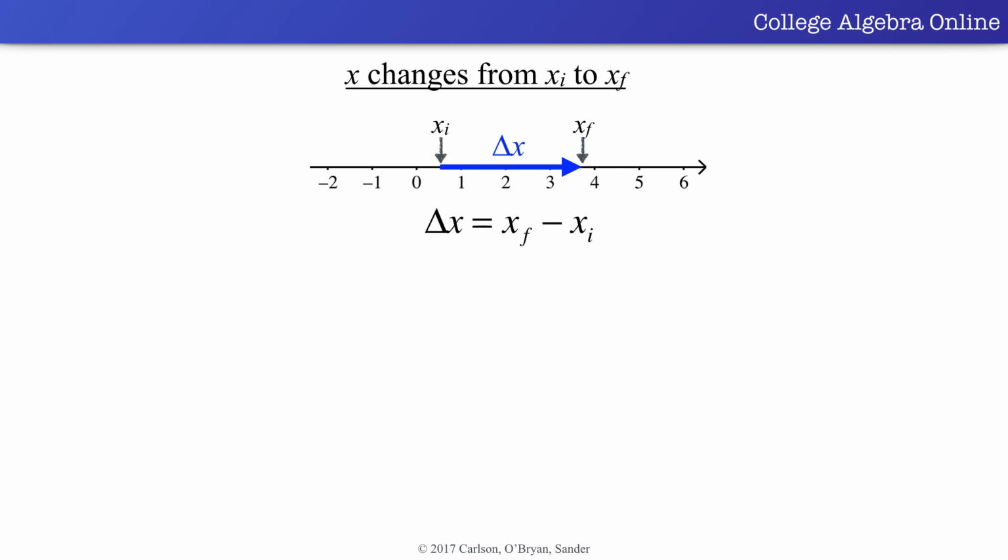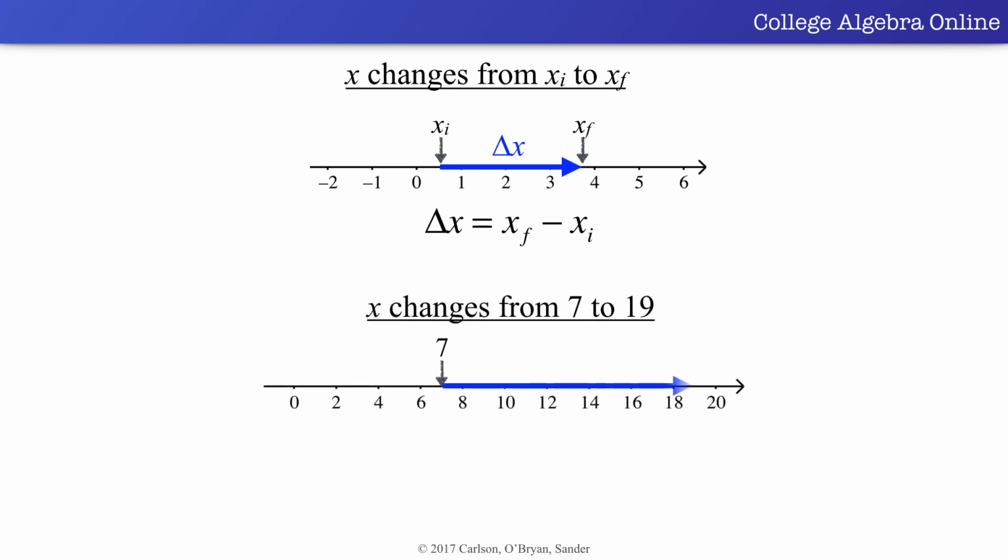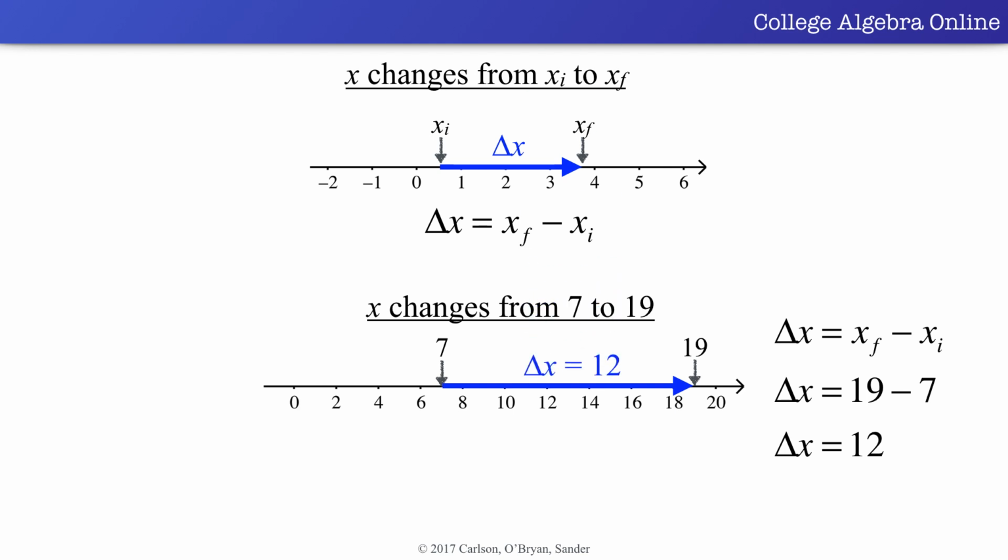So if x changes from 7 to 19, then delta x equals x sub f minus x sub i, so delta x equals 19 minus 7, which equals 12. Take a moment to see if this value makes sense. x started at 7 and changed to 19, so the value of x increased, and this change is represented by a positive value for delta x.